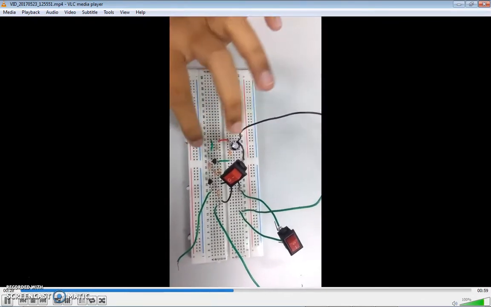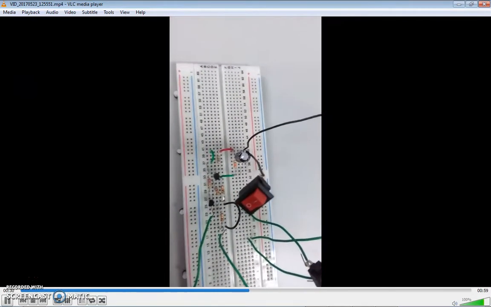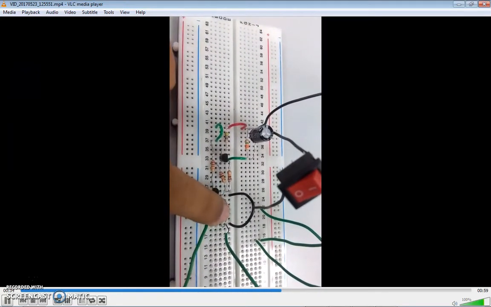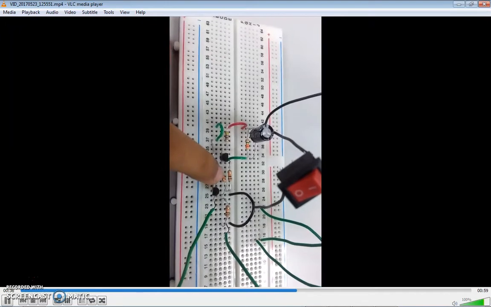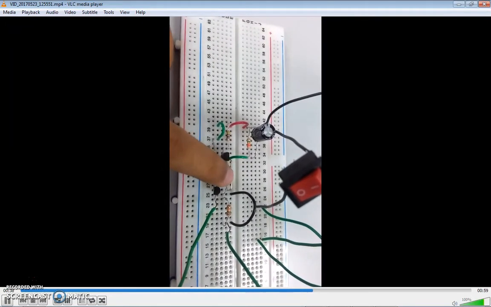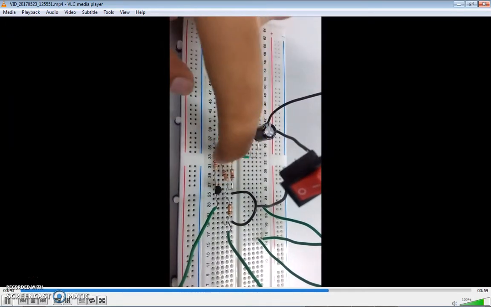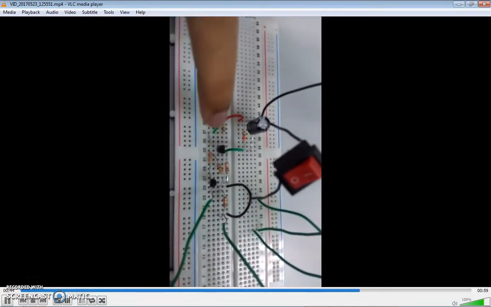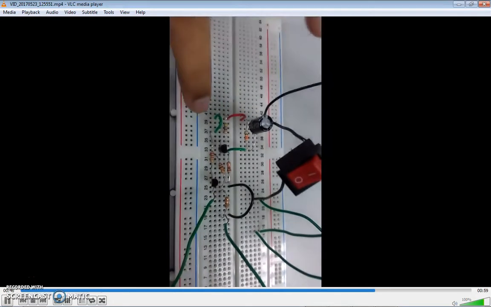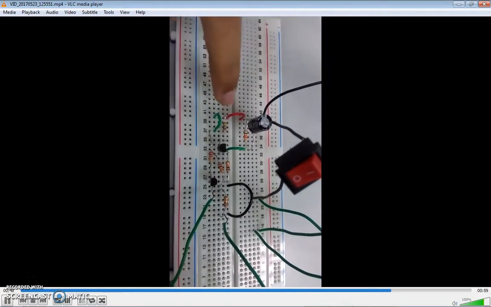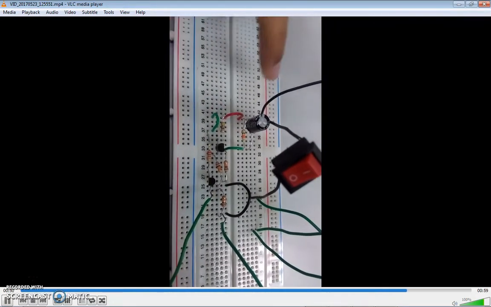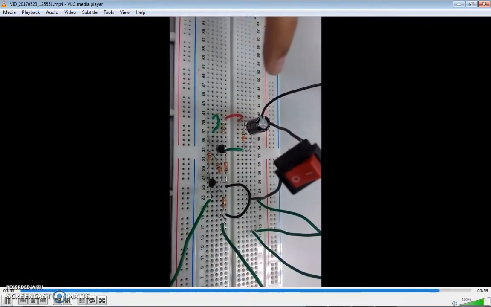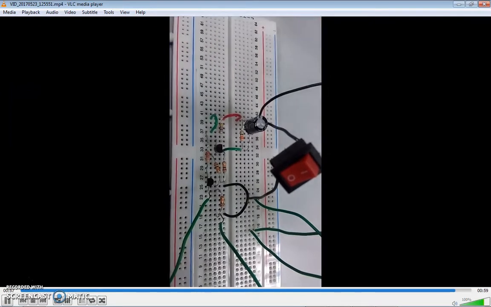So these are the resistor values: 10K for R6, 10K for R2, 3.3 mega ohm for R3. R5 is 2.7 kilo ohm. This one is R4 with 470 ohm, and this one is R1. R1 is 3.3 mega ohm.